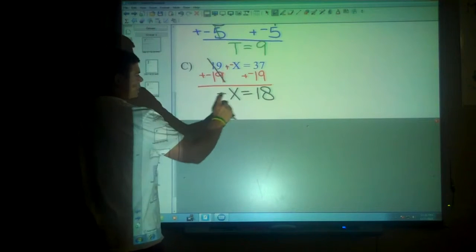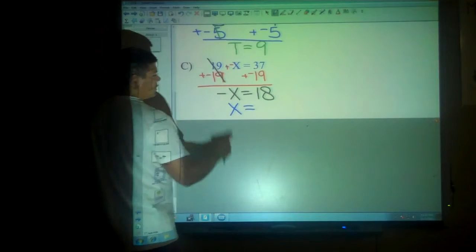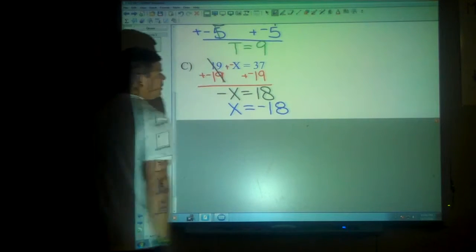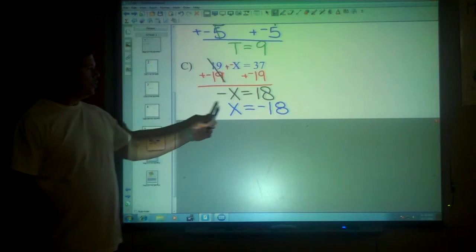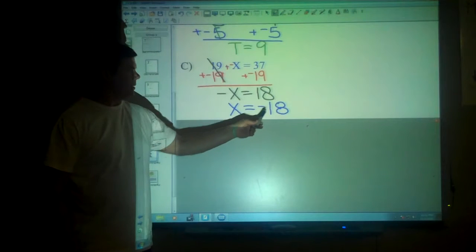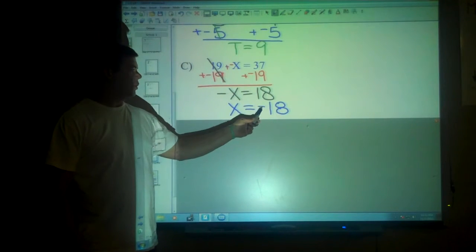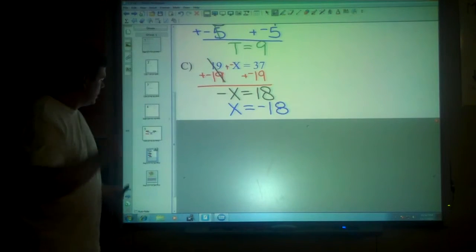If you change, because we don't want negative x, we want positive x. So if you change the sign, you got to change the sign over here as well. Alright? Can't assume because you want a positive x that the answer is going to be positive. If you change it from a negative to a positive, this has to change from whatever it was to the opposite sign as well. Alright?